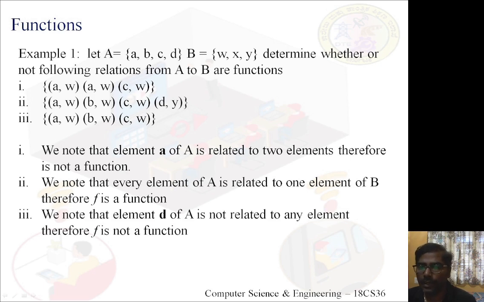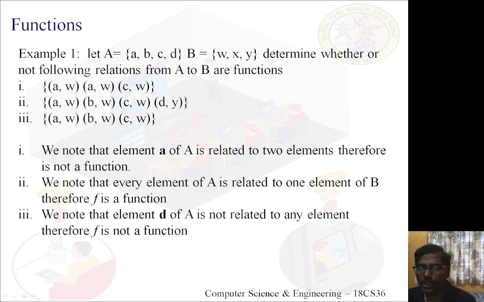the third relation. In the third relation from A to B, there are three ordered pairs: A, W, B, W, and C, W. And in this third relation from A to B, an element D of domain A is not mapped to any element of codomain B. I repeat, in the third relation from A to B, an element D of domain A is not mapped to any element of codomain B. So the third relation from A to B is not a function too.